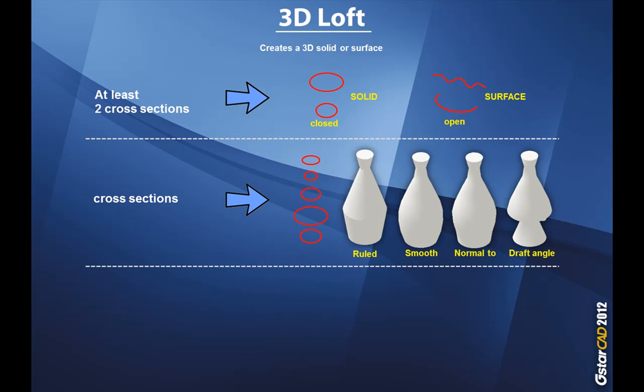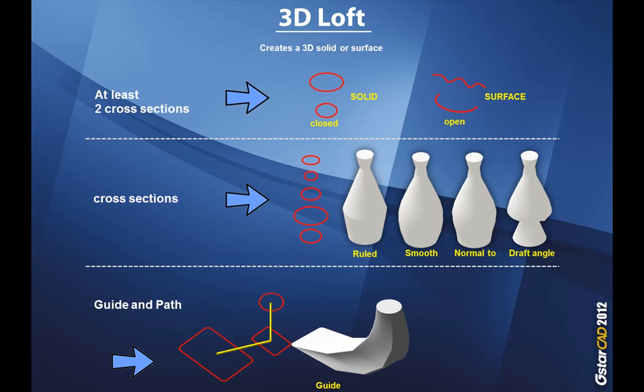So what more does 3D loft offer? What more options? You can do a 3D loft by guide. You can have several cross sections and the guide. The guide in this case can be a single line or an arc. Okay, and then you can do 3D loft by path. You have another option that we call path.